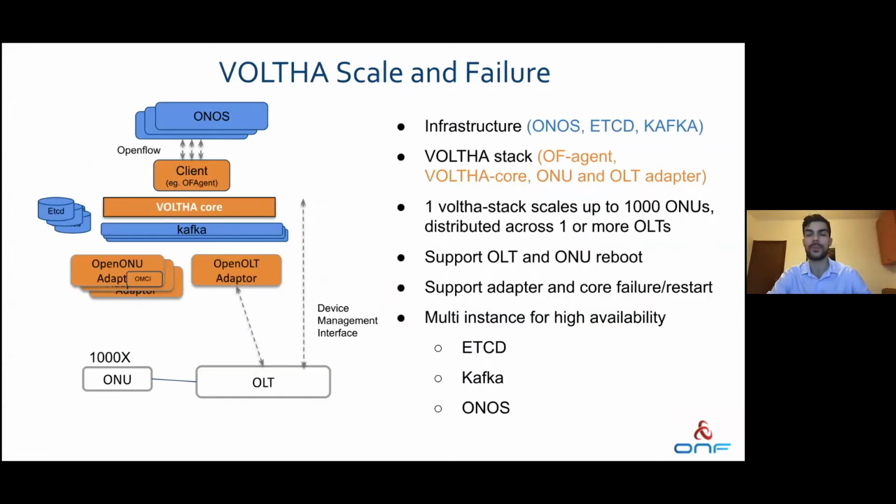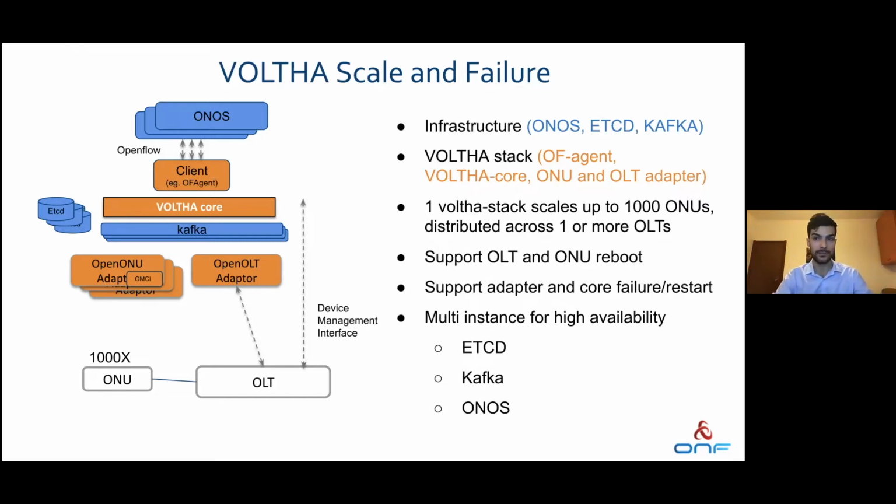So within Volta, it's also very important to handle scale and failure. The first thing that we need to do is to distinguish a couple of key elements: what we call the Volta infrastructure and what we call the Volta stack. The Volta infrastructure is mainly stuff that is not pertinent to Volta per se. It's an SDN controller, ONOS, a storage system, etcd, and a bus, Kafka. It has nothing to do with PON per se. But the Volta stack instead is the one that handles all the PON specifics, and that is comprised of the OF agent, the Volta core, and the different adapters that we just talked about.